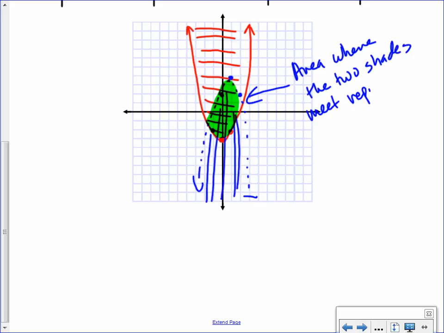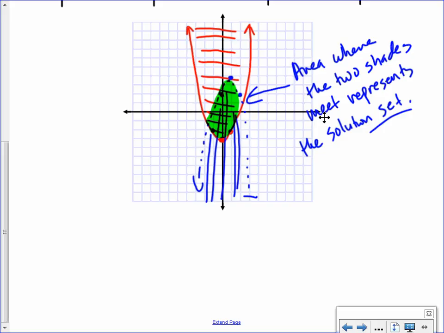represents the solution set. In other words, any point in that shaded region is an answer to both of them. Give me a point in that shaded region. The easiest one is 0, 0. If you plug 0, 0 into both of those, it will be true for both cases.